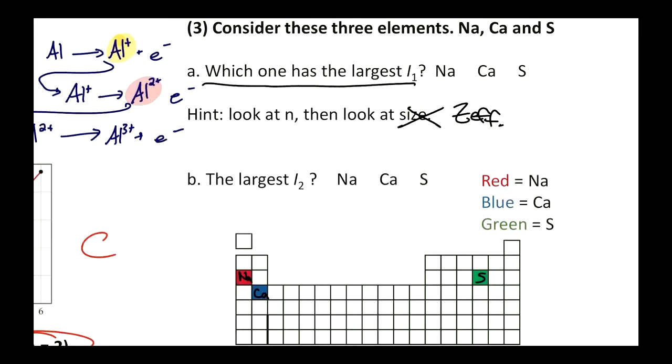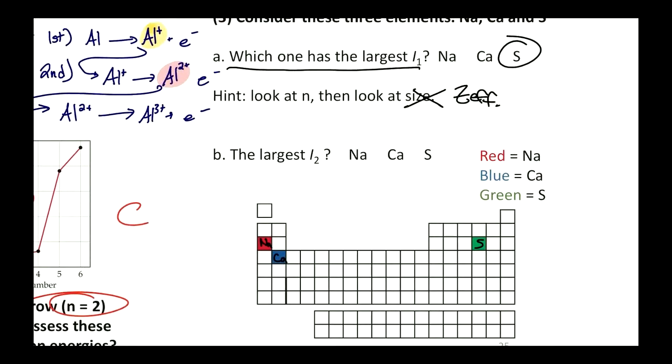And then of those, sodium and sulfur, because they're in the same N, we look at Z effective. So sodium has a +1 charge on valence electrons versus sulfur has a +6. So those valence electrons on sulfur are attracted much more. So it's going to cost me more energy to rip them off. All right. So that's the first ionization energy. Now, let's look at which of these, the same ones, has the largest second ionization energy? So energy to remove the second electron. Which one do we think it is?